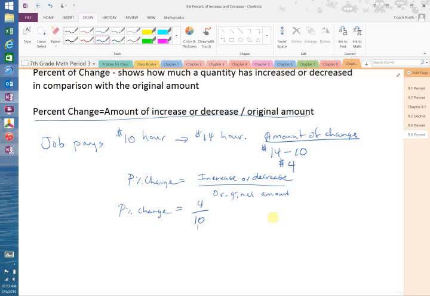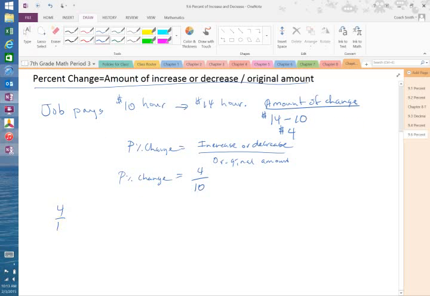So I can take 4/10 equal to P over 100. That's where I'm getting my 4/10. Or I can just simply divide 10 into 4. 10 doesn't go into 4. 10 goes into 40, 0.4 times. Now I have 0.40, but I have to move the decimal 2 places to the right for 40%.